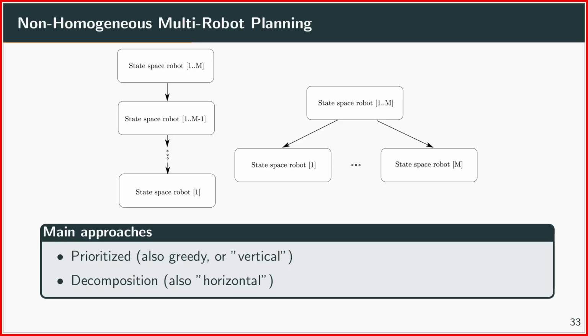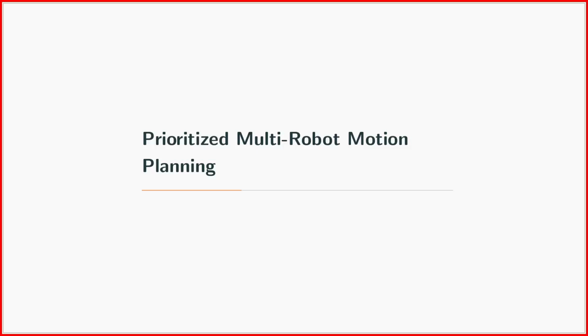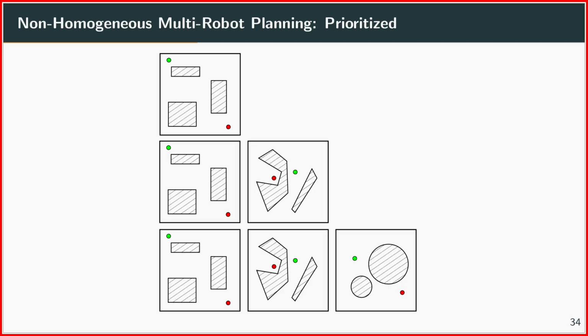Another approach is something which is called decomposition, where you plan for each robot individually by ignoring robot-robot collisions. And once you have a plan for each of the robots, you just try to combine those paths all together to find a solution for all of them. So those are two big approaches which we will talk a bit about. And I wanted to start first with prioritized multi-robot motion planning, just to give you a small, quick visual example.